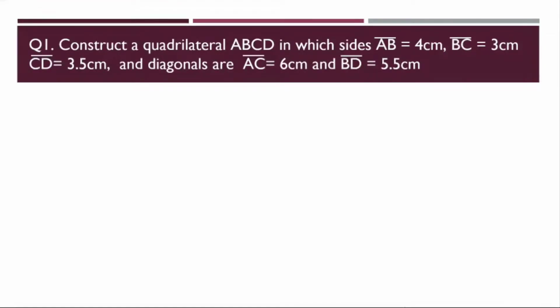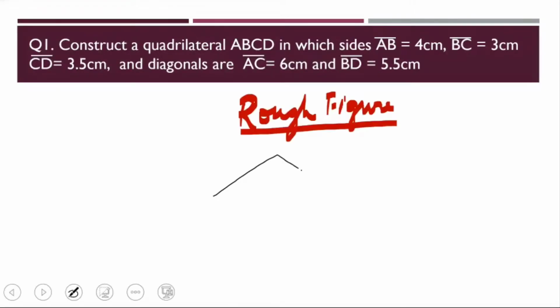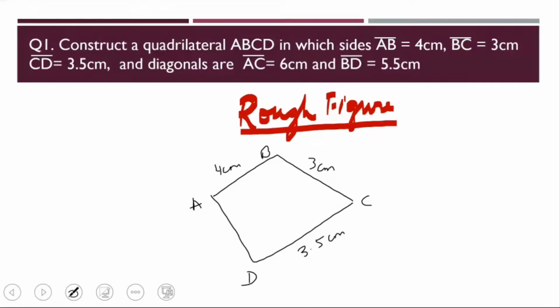So let us first of all draw the rough figure and understand how the construction is going to be done. I have a quadrilateral ABCD given to me. A, B, C, D. Let us see what all is given to us. AB is given to us as 4 centimeters. BC is 3 centimeters. CD is 3.5 centimeters. And diagonal AC is 6 centimeters. And BD is 5.5 centimeters.